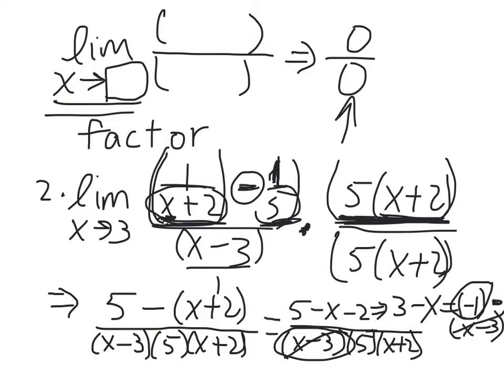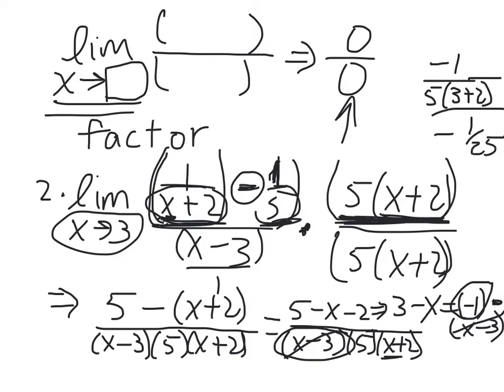And now we're ready to plug in, finally, x equals 3. I guess that's the only spot left for x equals 3. So we've got -1 over 5 times x plus 2, and we end up with a limit value of -1 over 25. Okay. So there's another somewhat common limit to calculate, simplifying the complex fractions.